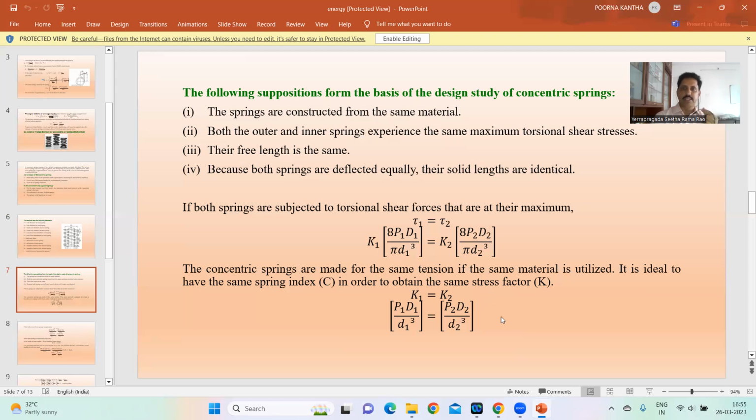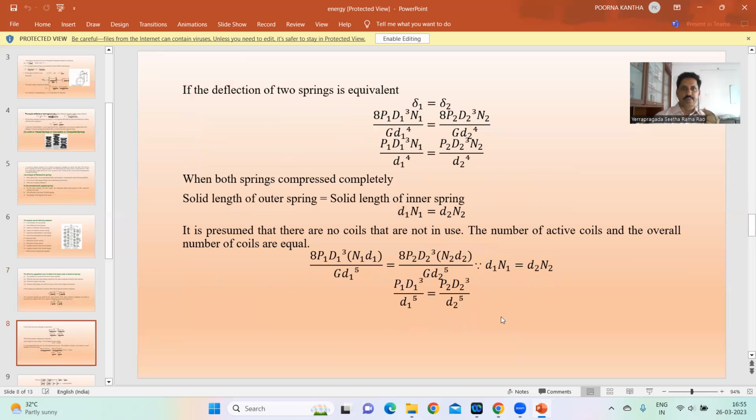So you will obtain the relation, equating K1 and K2, P1 D1 by d1 cube equal to P2 D2 by d2 cube. And if the deflections of the two springs are equal, equating the deflections, you are getting the relation P1 D1 cube by d1 to the power of 4 equal to P2 D2 cube by d2 to the power of 4.